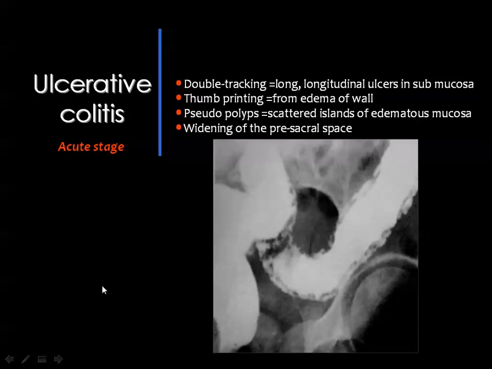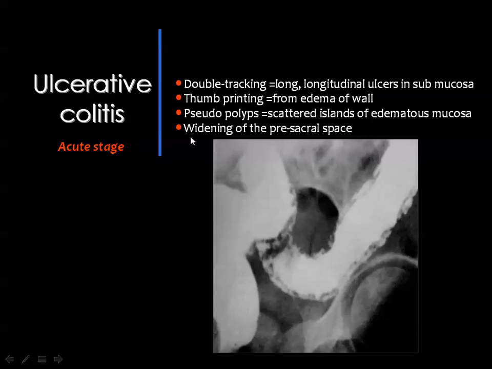And also, one of the famous findings in the acute phase is the presence of what's known as double tracking, where the ulcers are protruding beyond the colonic wall, and you get as if you have two walls of the affected segment of the colon. And thumbprinting is not a common appearance in cases of ulcerative colitis, but pseudopolyps are commonly seen, like in cases of Crohn's disease as well.